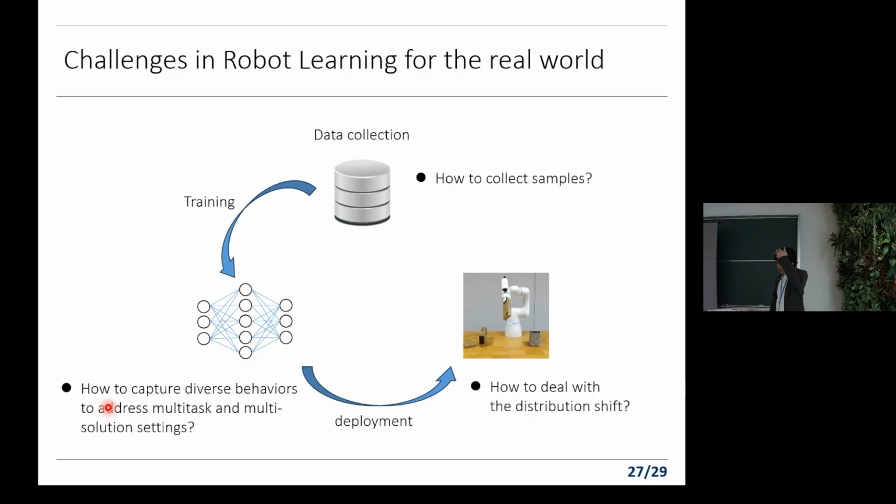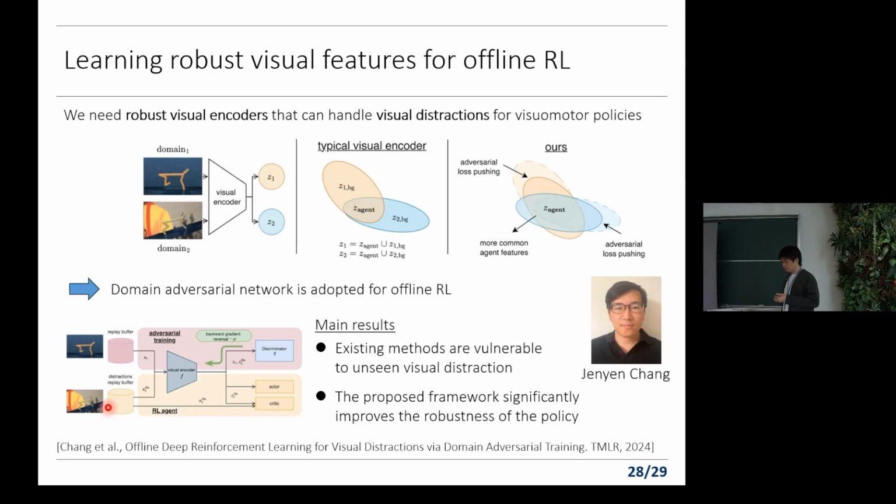On the third part, we are also working on domain adaptation for robot learning. Domain adaptation is very popular in the field of computer vision, I believe. We applied such domain adaptation techniques to offline reinforcement learning as well. One of our team members has developed an algorithm that applies adversarial training for learning robust visual features, and it works well for visual reinforcement learning tasks.